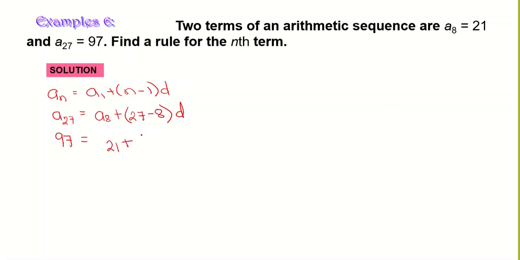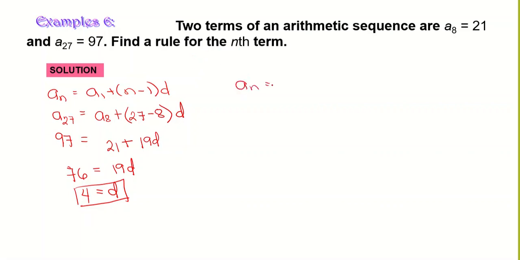So a sub 27 is 97, a sub 8 is equal to 21 plus 27 minus 8 is 19d. So by addition property, 97 minus 21 is 76. And that is 76 equals 19d. Divide both sides by 19, your d is equal to 4. So we have the same value for the common difference. But this time, I will not solve for the a sub 1. I'll simply go directly to solving for the formula.